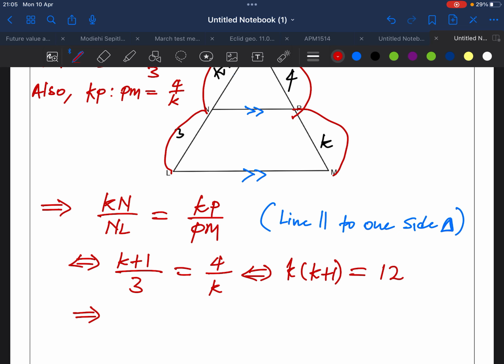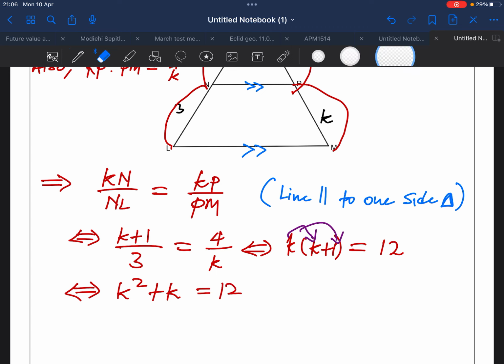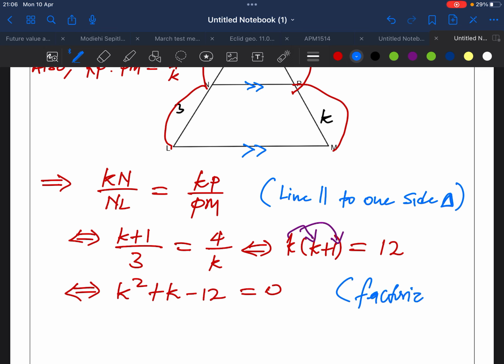So we will further go with this. We multiply K times K, we have K squared, K times 1. So we will have K squared plus K equivalent to 12. Then we can take this 12 to that side. Let me write it like so: minus 12 equivalent to 0. Remember, in Euclidean geometry we expect results, so we will use factorization to find our factors.